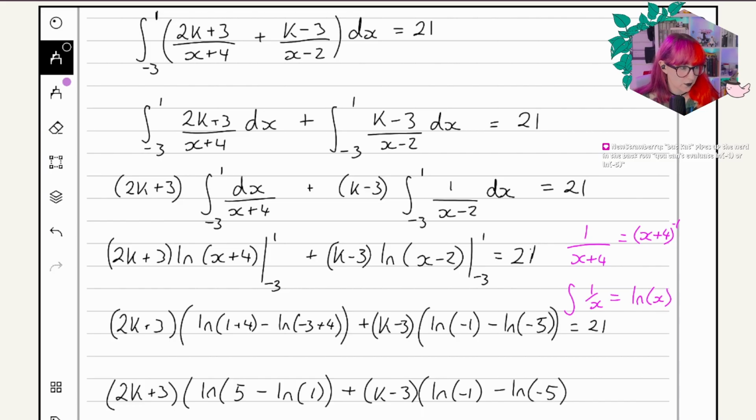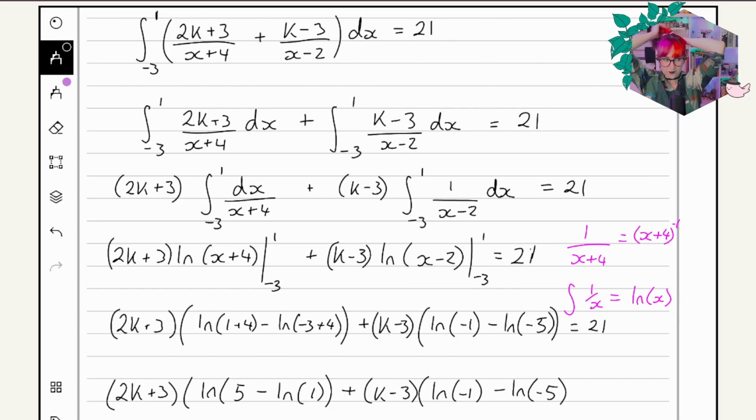Is that right? But Kat, you can't evaluate log of minus 1 or log of minus 5. This is so true, which is why I was stumbling at it. Okay, so what can we do? So when we take the logs, I've been putting brackets, and realistically what I should have been doing is putting moduli.